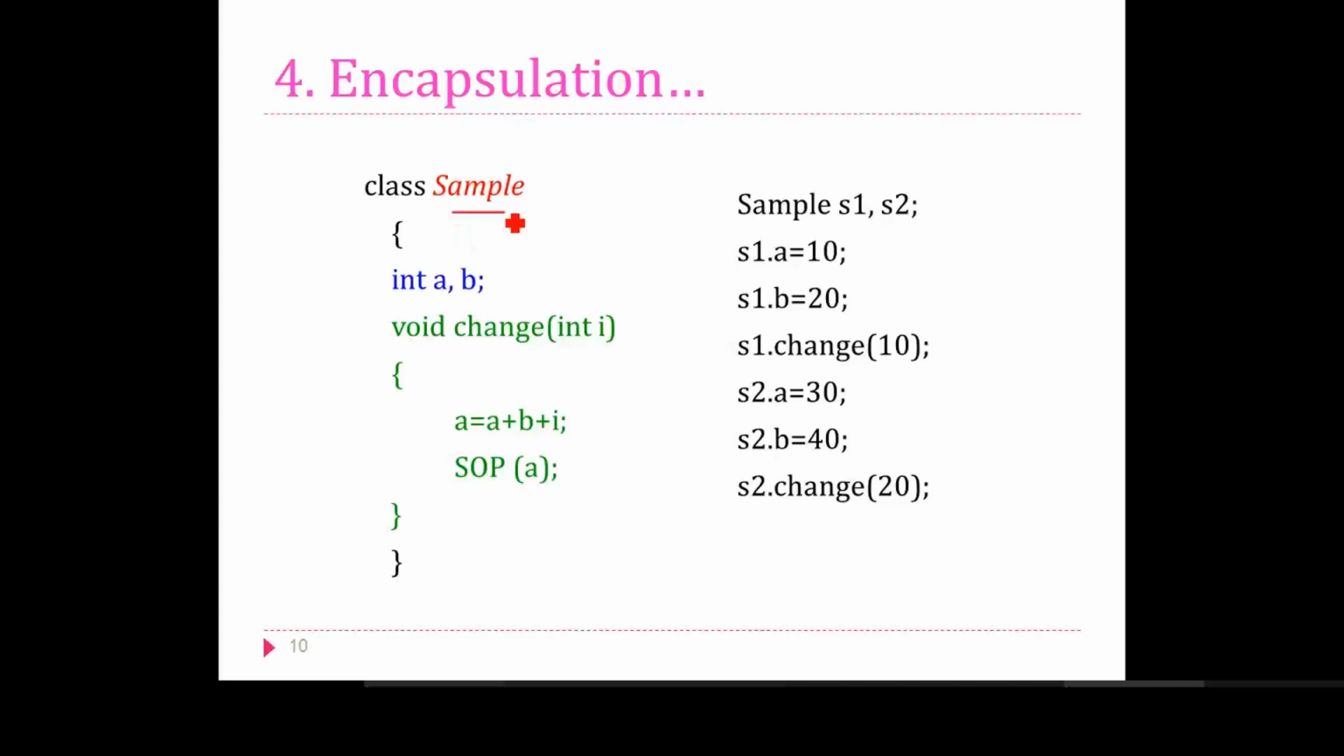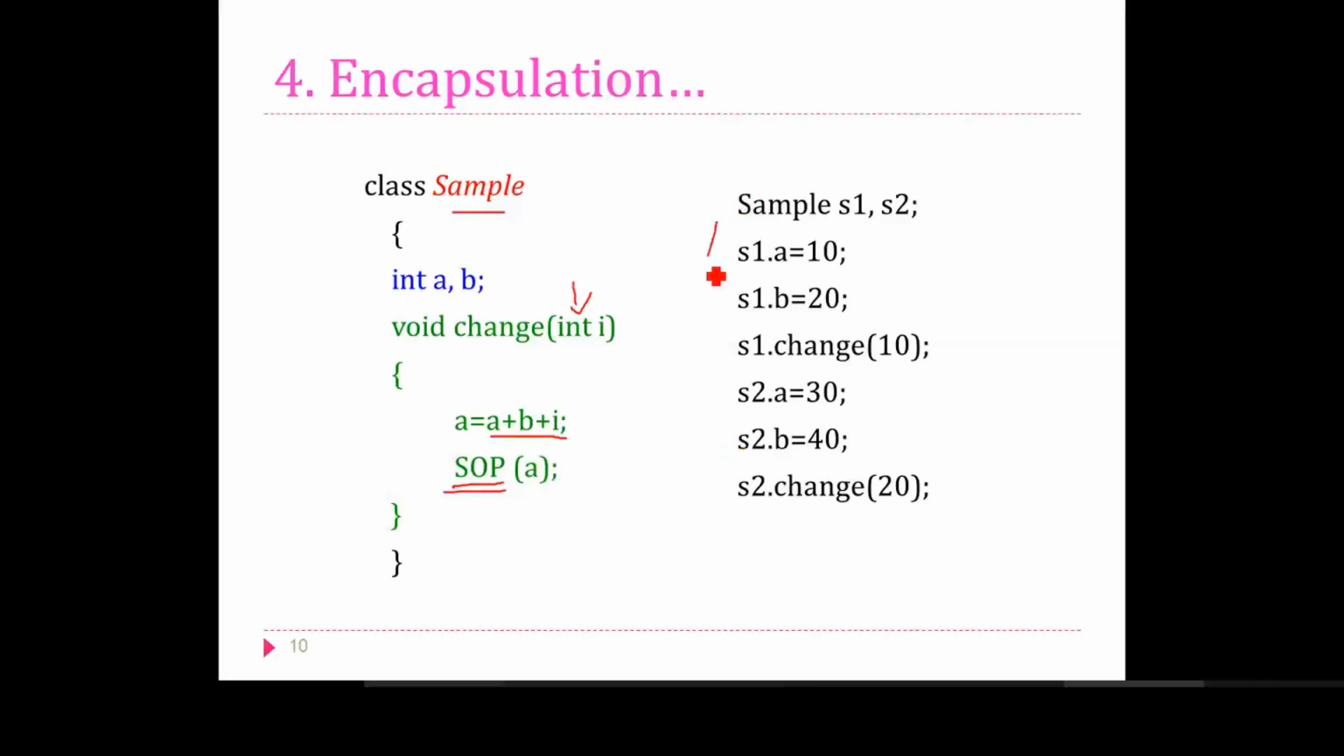There is a class called Sample, and I'm having two attributes inside it. One is called A, the other one is called B. And there is one function called change, which is taking one attribute inside it. Inside the code, I'm changing the value of A such that A will be equal to A plus B plus I, the value whichever I'm passing. And there is a System.out.println, where I'm printing the value of A.